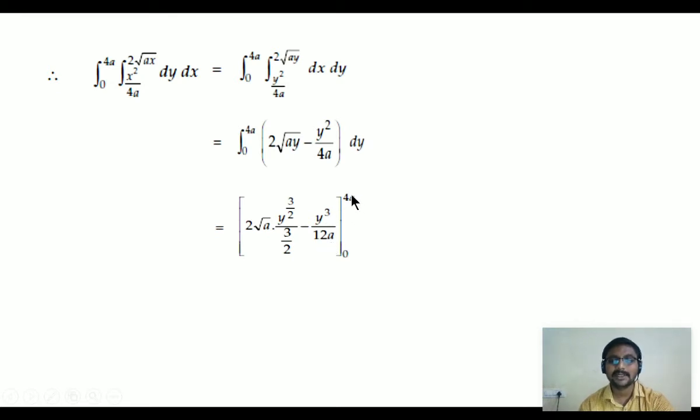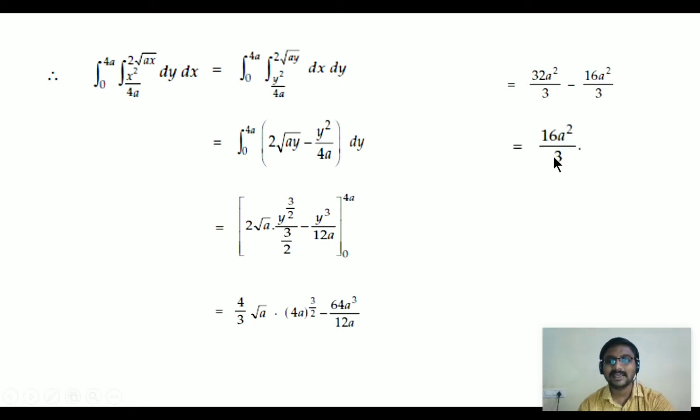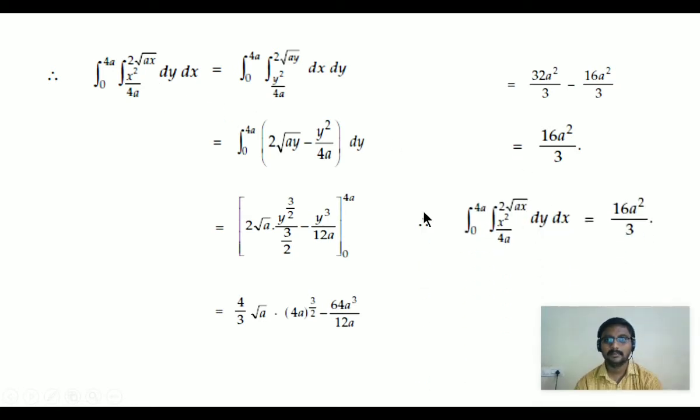Now substituting upper limit as 4a and lower limit as 0. While substituting lower limit 0, the total value becomes 0. Now substituting upper limit 4a in place of y and simplifying, we will get the result 32a square by 3 minus 16a square by 3, that is 16a square by 3, which is the required result of the given double integral. So easily we can obtain.